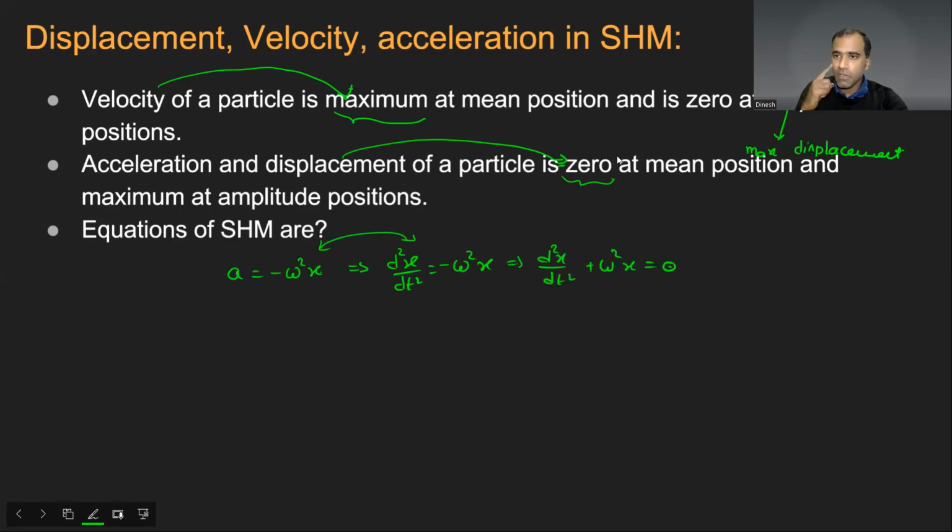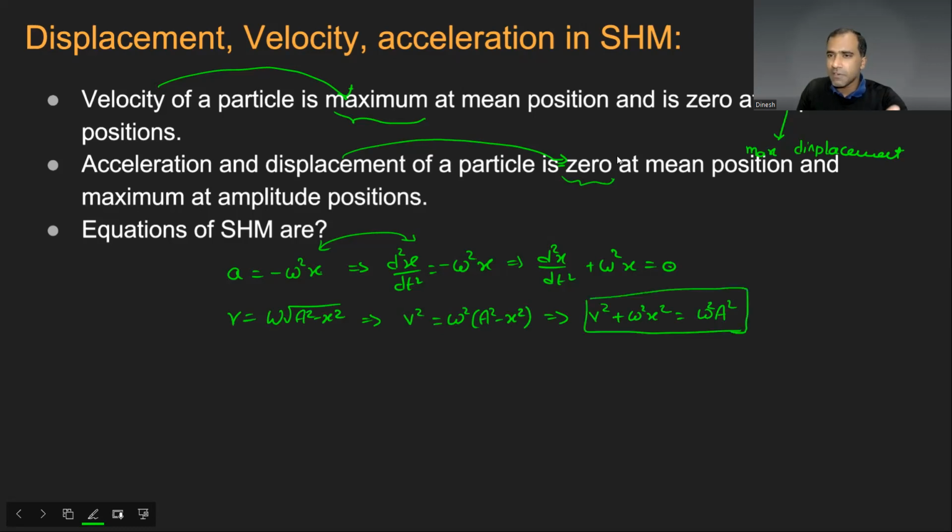There is one more relation in terms of velocity. What is that relation? We have written yesterday: v equal to omega into root of a square minus x square, correct? We can rewrite it by squaring both sides: v square equal to omega square into a square minus x square. So you can write it as v square plus omega square into x square is equal to omega square into a square. This is also another equation of SHM. All the equations that we have written yesterday represent SHM only. If somebody gives you some relation and asks whether it satisfies SHM or not, these are such equations.